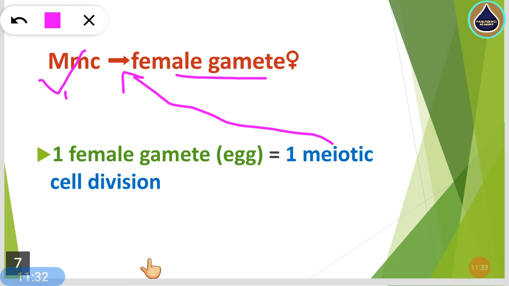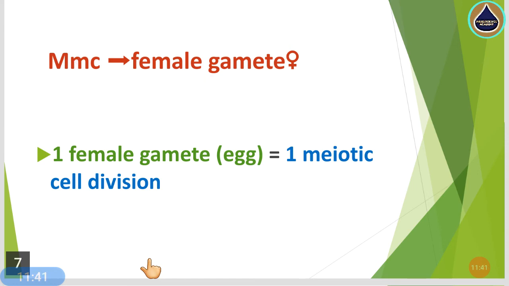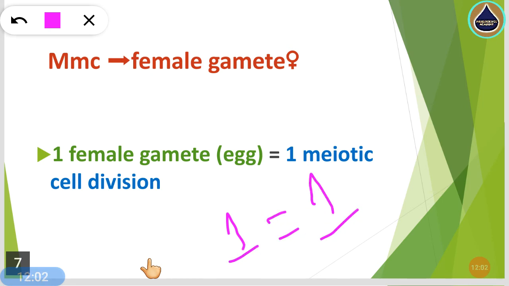So simply, whatever the number of female gametes is, it is the number of cell divisions. In the female gamete formation process, the formula is: number of female gametes is equal to the same number of meiosis cell divisions. It means if one female gamete is needed, one meiotic cell division is needed.